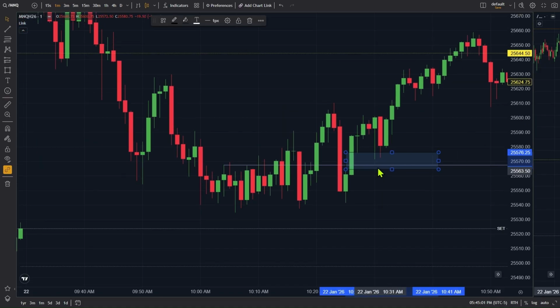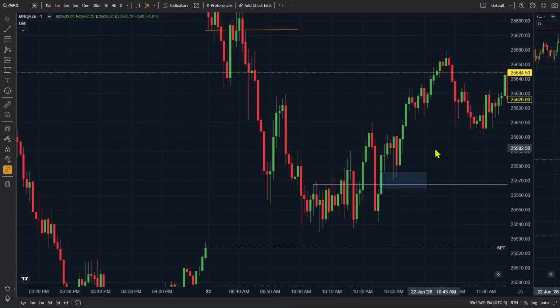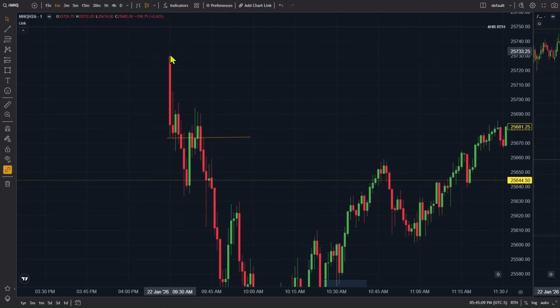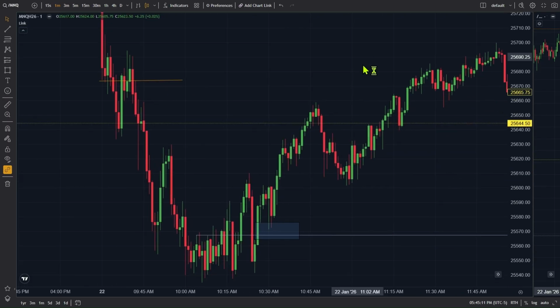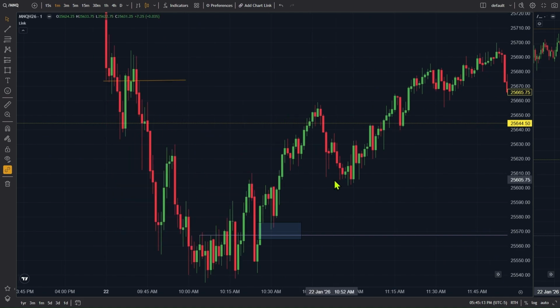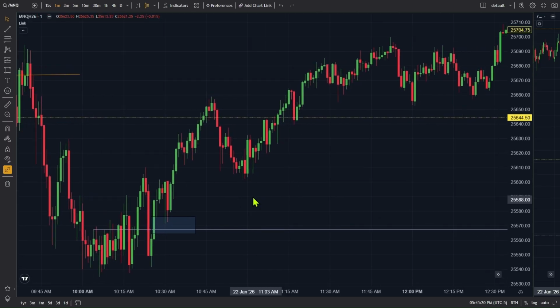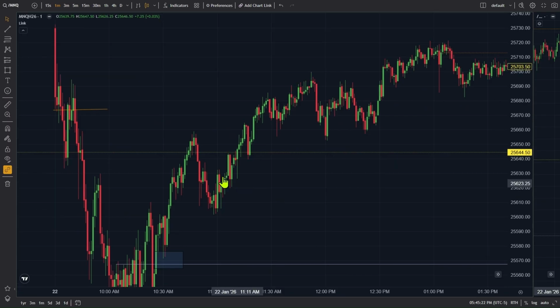Right. So there's our fair value gap to the upside. I went ahead and got in. I was thinking we were going to go all the way back to the high. We never did make it, but we did make a good run on it. ES did make it. So there's our fair value gap. We respected it. And then we went up and up and up. We took out these highs right there.